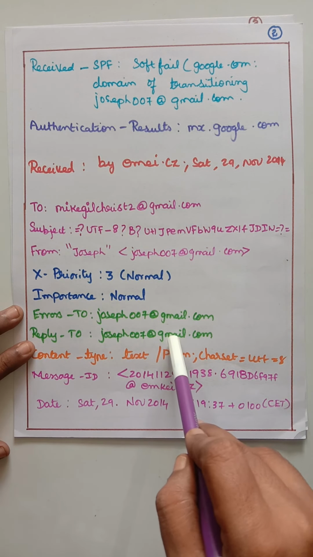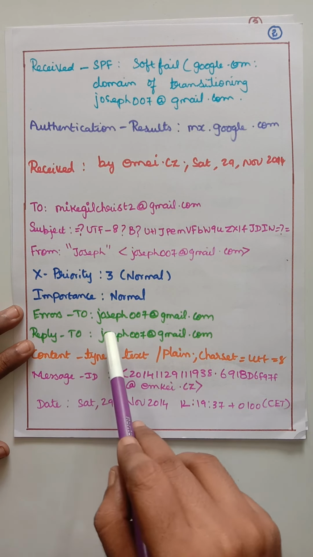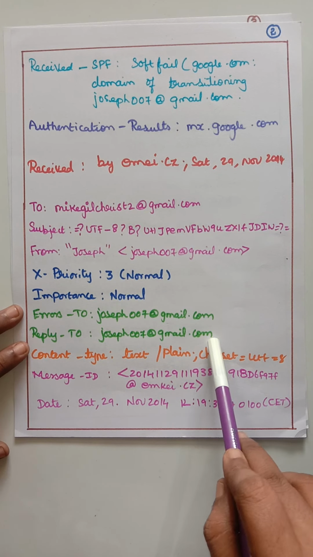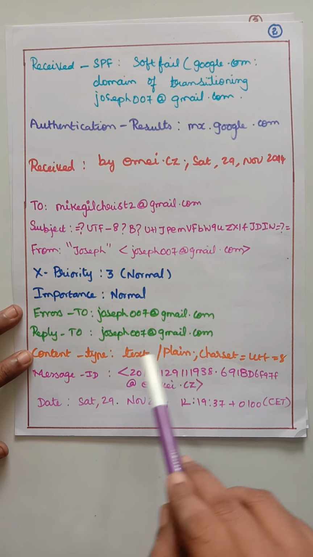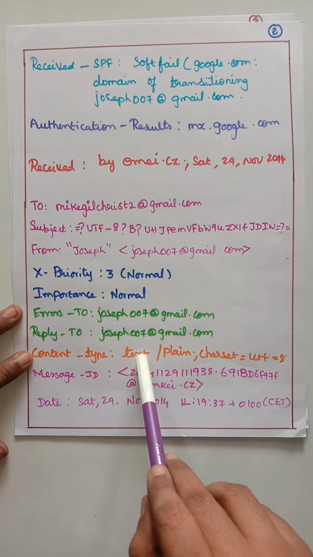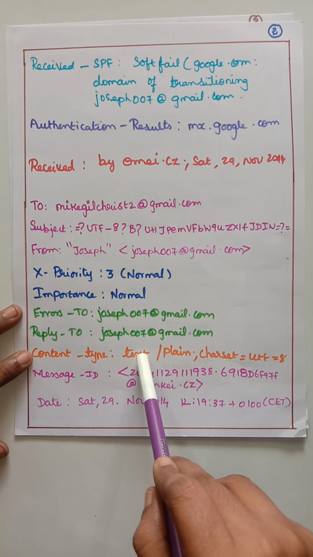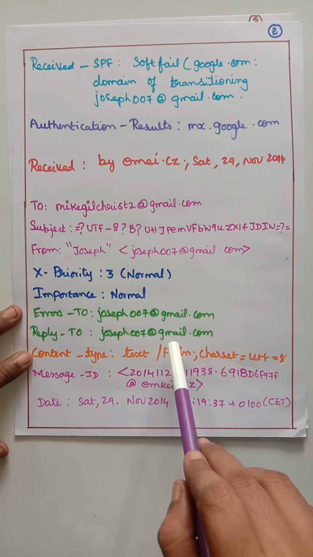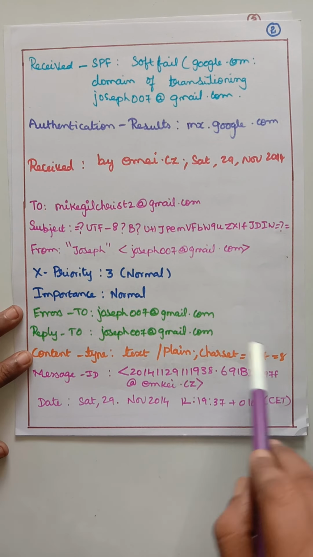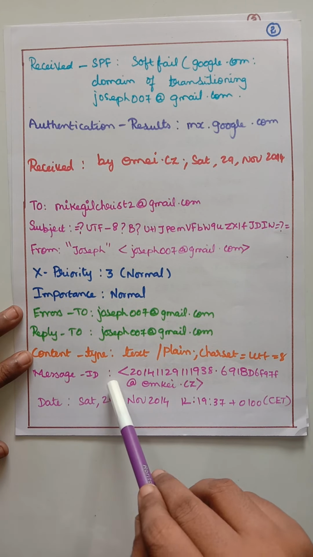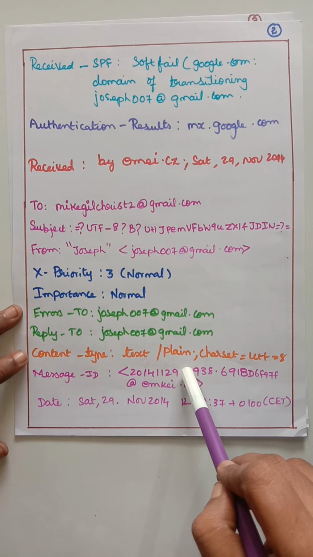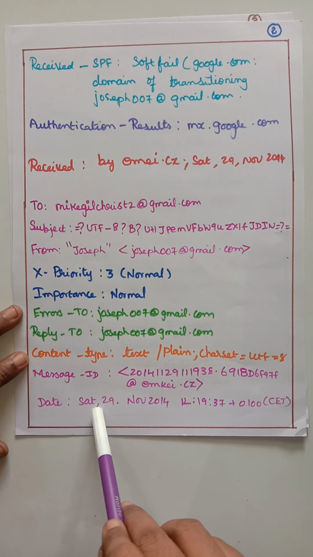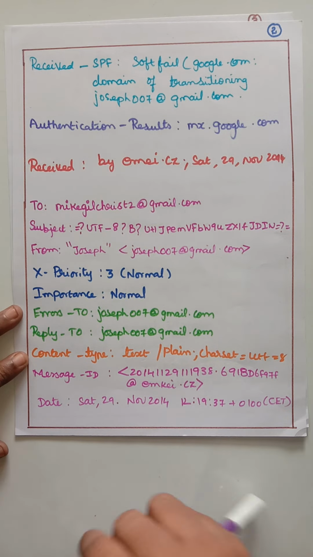Reply-To: if you click on the reply option, then the reply will be given back to Joseph only, that is the source. Then Content-Type is MIME type, and Message-ID. MIME type means Multipurpose Internet Mail Extension, that is text/plain, and the character set is about 8 bits. Message-ID is the ID generated for your message, whatever you are sending, and the date is Saturday 29 November 14.